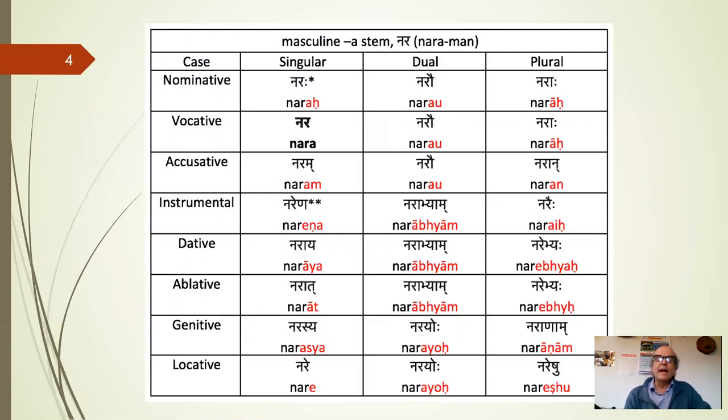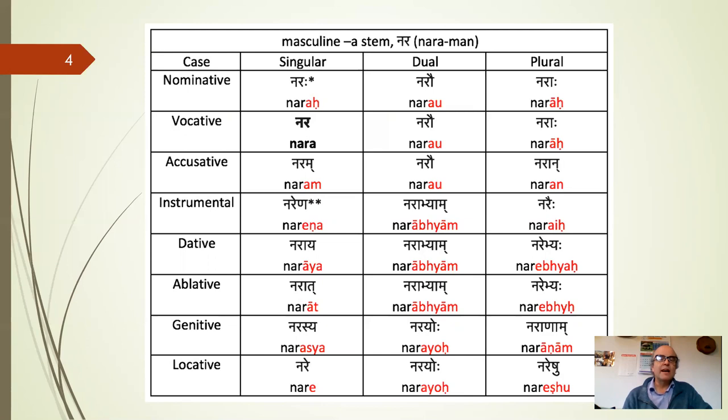The accusative, naram, when the man is an object. So see the man, you would say naram. Narena means by the man or with the man. So if something is done by the man, or if somebody is going somewhere with the man, the instrumental is used. Narena. Naraya is the dative, to the man, give something to the man.